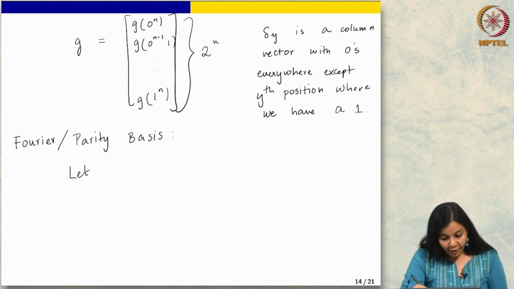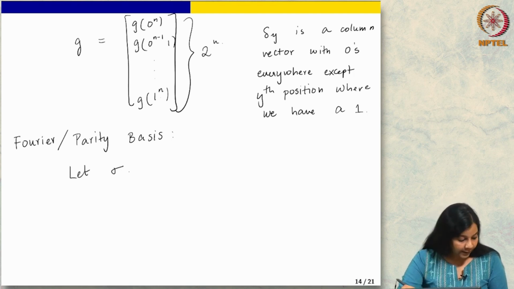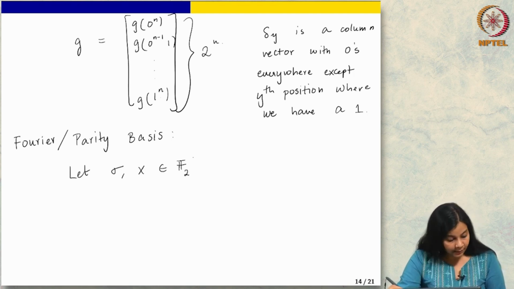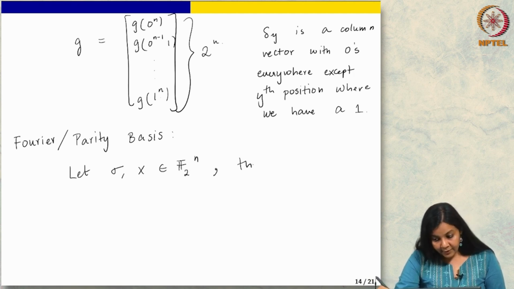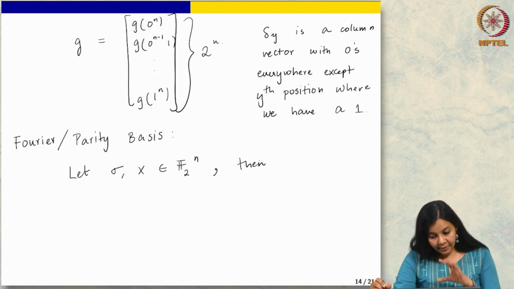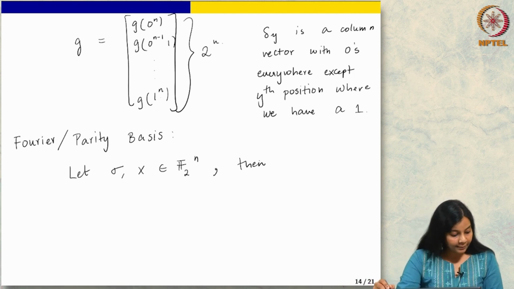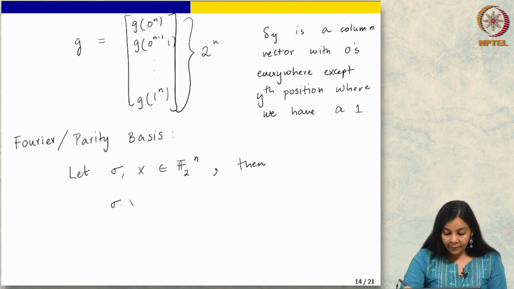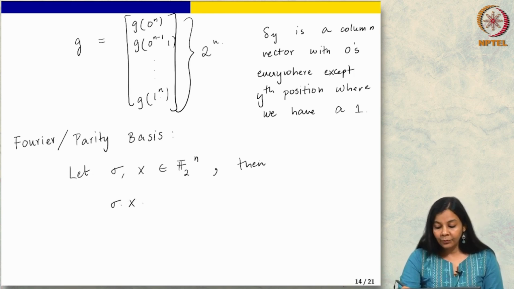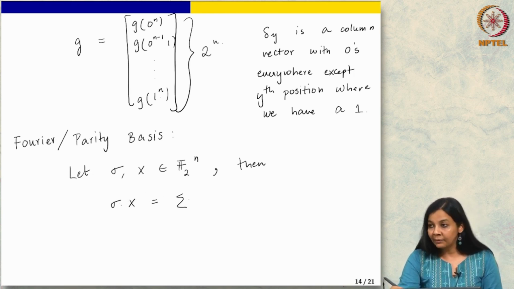So, we have already sort of seen this in action when we did our quantum algorithms. Now, let us just simply abstract out the idea and see it from that lens. Okay, so remember that we defined sigma times x as the inner product of sigma and x mod 2.